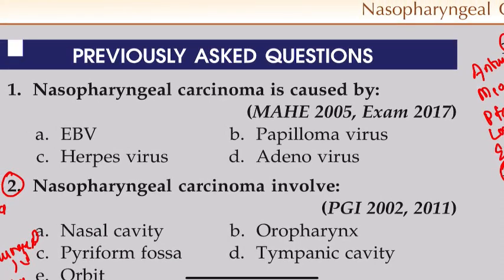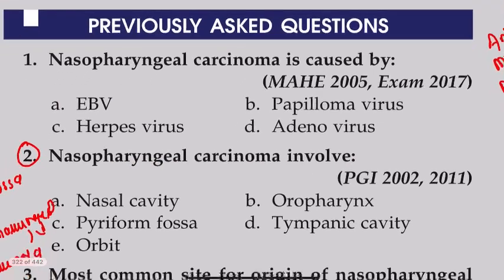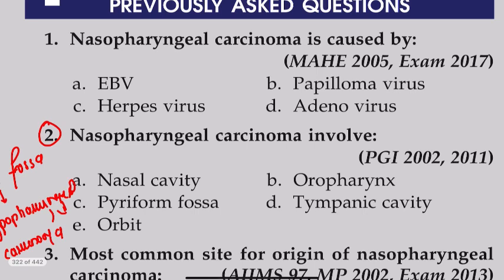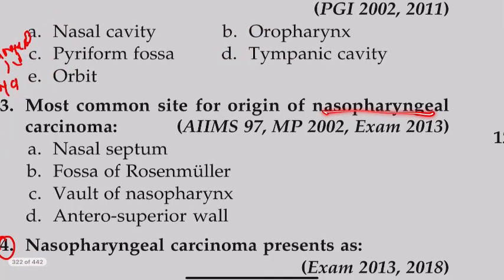Talking about the etiology, it is caused by a virus, that is Epstein-Barr virus. Nasopharyngeal carcinoma involves what? Nasal cavity, yes. Oropharynx, that's right. Piriform fossa, no. Tympanic cavity, that's right. And orbit also, right? Nasopharyngeal carcinoma does not involve the piriform fossa. Rest of the structures are involved. Now the most common site of origin of nasopharyngeal carcinoma is the fossa of Rosenmuller.